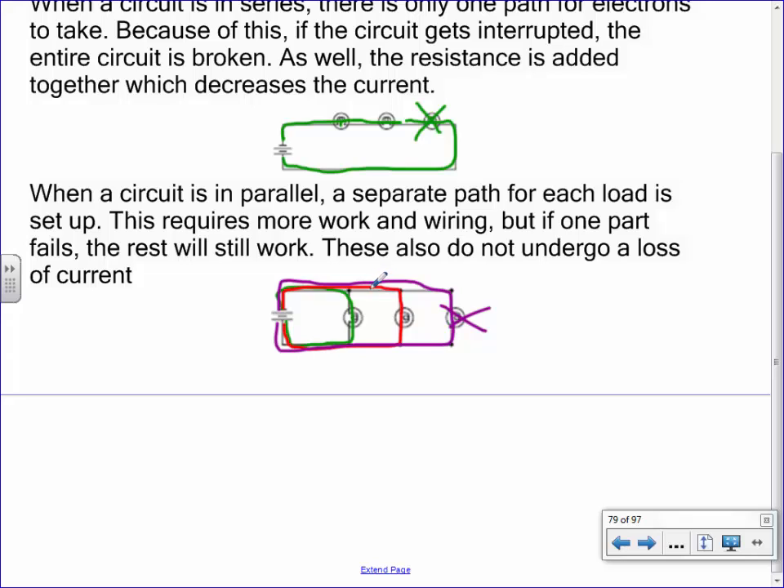But if you could wire them in parallel... By the way, do you guys know the word parallel from math? The reason we call this a parallel circuit is because these lines right here are parallel to each other. If you wire things in parallel, if one breaks, the other ones keep working.